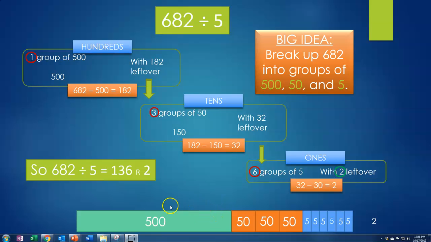So we broke off one chunk of 500, and then we can't take any more 500s out, so we had 182 left over. Let's break off chunks of 50. So you can break off a chunk of 50 3 times. That's at 150. Then that leaves you with 32 left over. So let's chunk 32 into groups of 5. So you have 6 groups of 5 that can fit into 32, and then there's 2 left over.